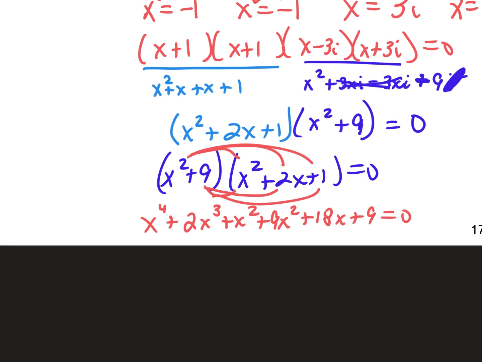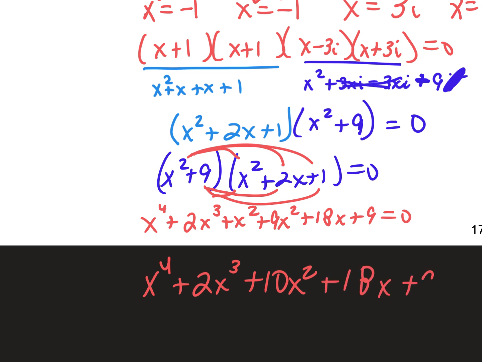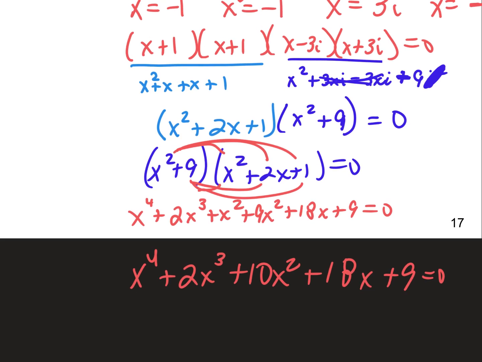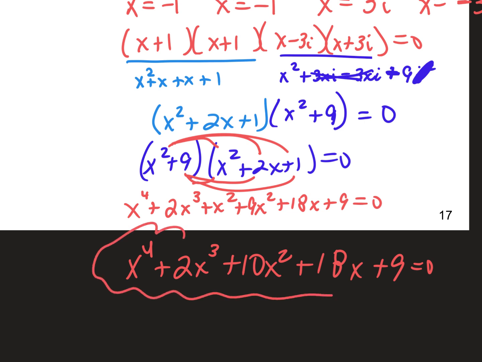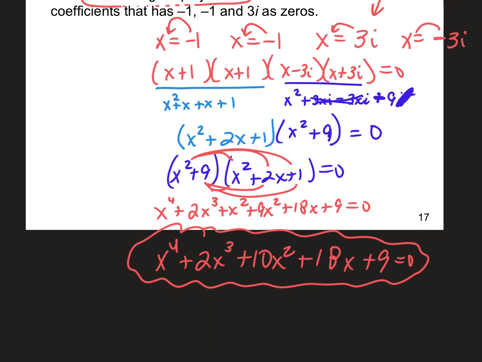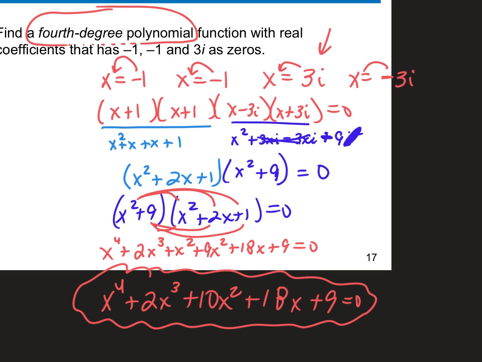And then we combine what? Like terms. So x to the 4th plus 2x cubed plus 10x squared plus 18x plus 9 equals 0. So there you guys have gone. You've written the 4th degree polynomial. Means it's to the 4th power. And if you were given that and asked to solve it, these would be the answers.